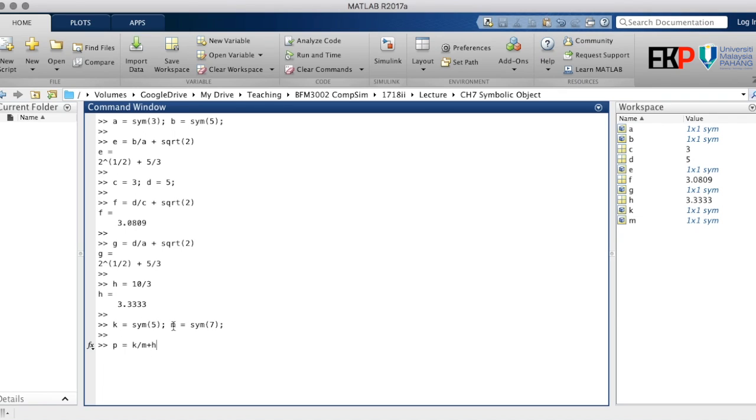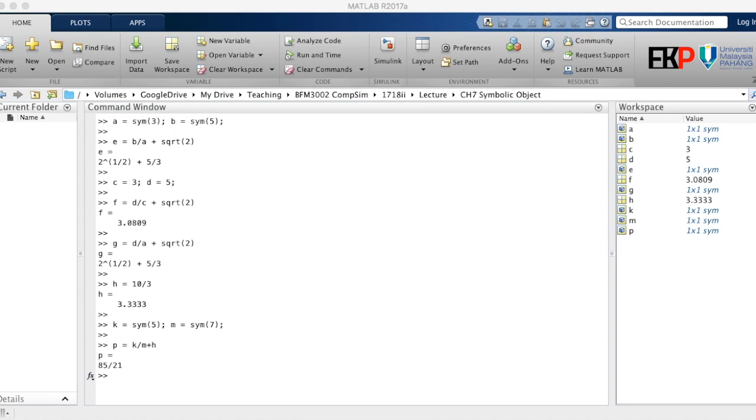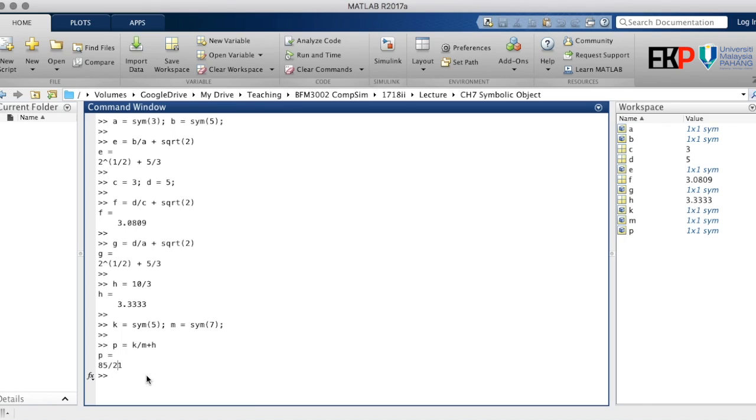So remember that K and M are symbolic objects, and H is a numerical value that has a value of 3.333. So when we press enter, we see that MATLAB displays an exact value, 85 over 21. MATLAB does not give an answer in the form of an approximated number with decimal places, but it gives an answer in the form of a fraction to indicate that this is an exact value.